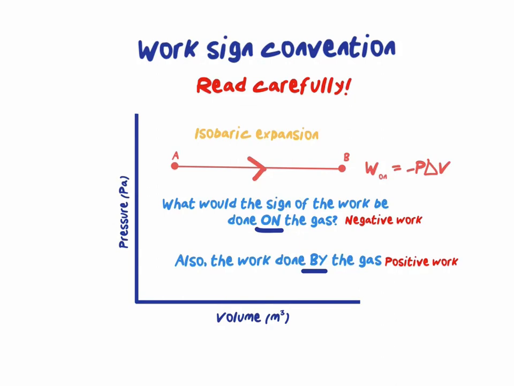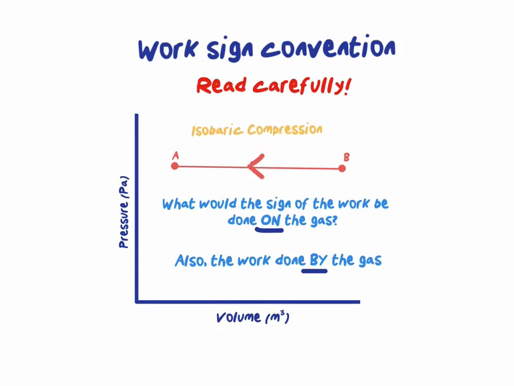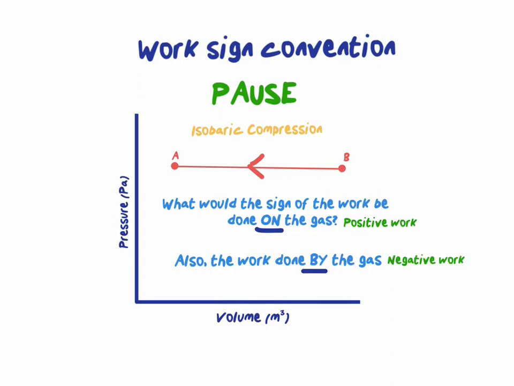Now, in an isobaric compression, pause again and try to write the sign for the work done on the gas and the work done by the gas. So in this case, the work done on the gas as it compresses would be positive, and the work done by the gas in the compression is negative. Either way, the sign convention still holds.